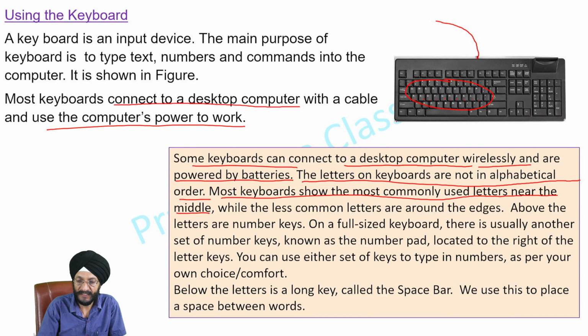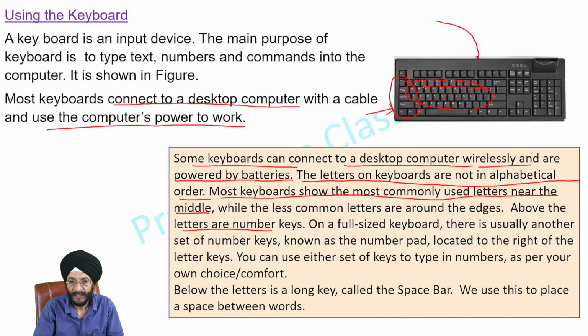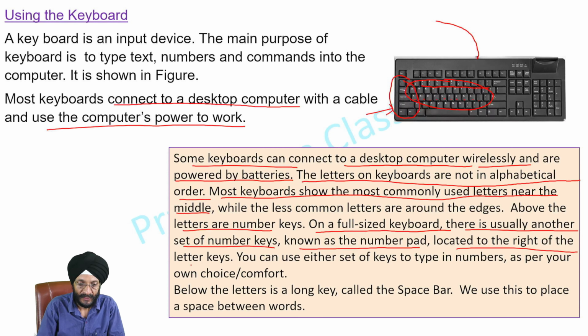Less common letters, that is the keys which are used rarely, are on the sideways around the edges. Above letters are the number keys. You can see here that these are the number keys 1, 2, 3, 4. These are above these A, B, C, D. On a full size keyboard, there is usually another set of number keys located to the right of the letter keys. That is, you can see here that it was also written as 1, 2, 3, 4 keys were also there.